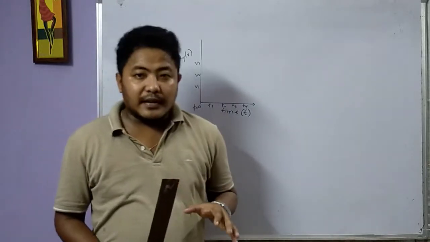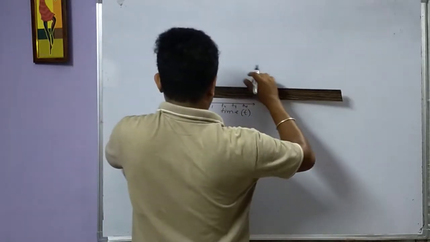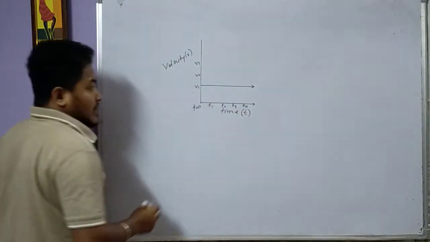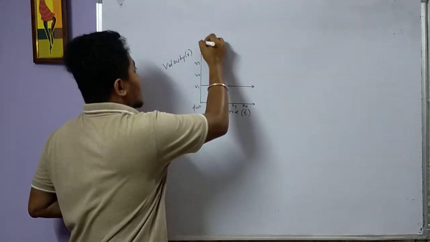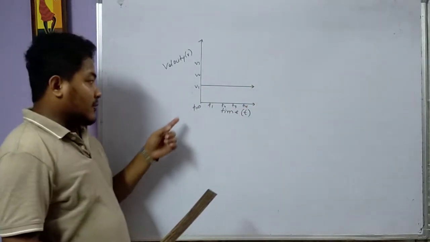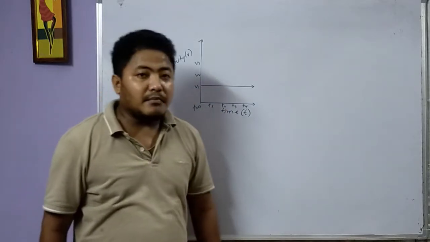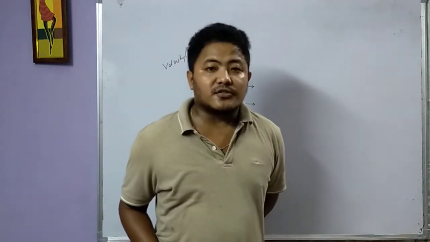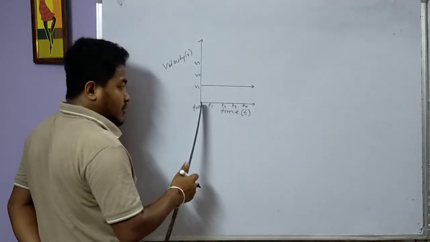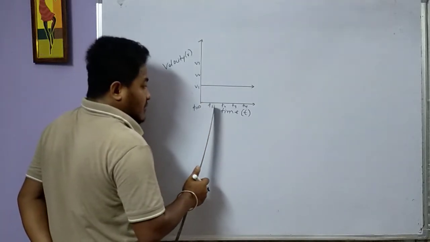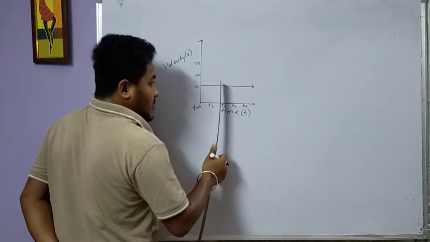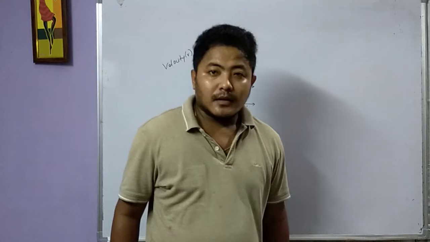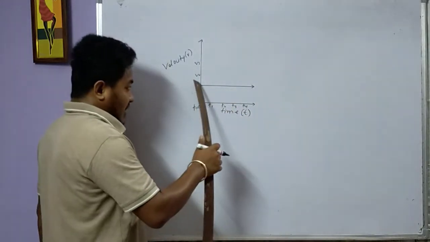Now suppose a straight line like that has been drawn here. If you find this type of straight line, what do you understand? If your graph gives a straight line parallel to the base, it means that the velocity is not changing anywhere. At t equal to 0, velocity was v1. At t1, velocity is v1. At t2, velocity is v1. That means time is increasing, but velocity is not changing. So what does this graph tell us now?